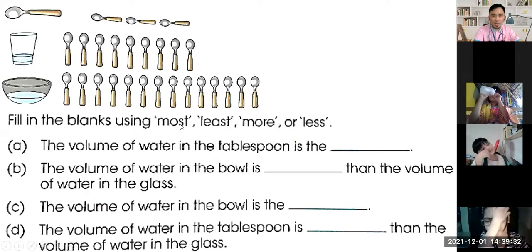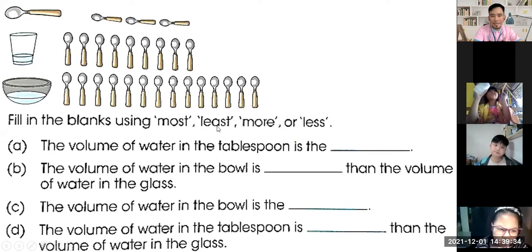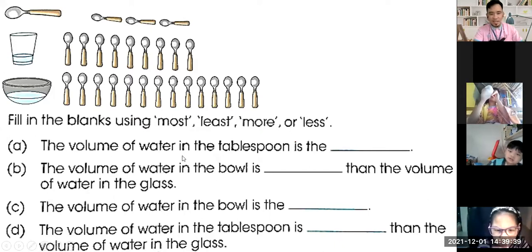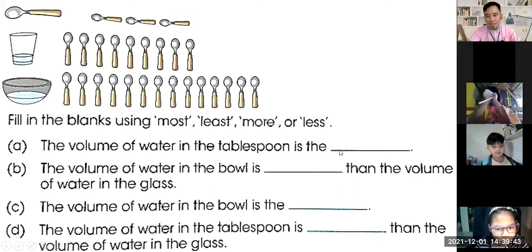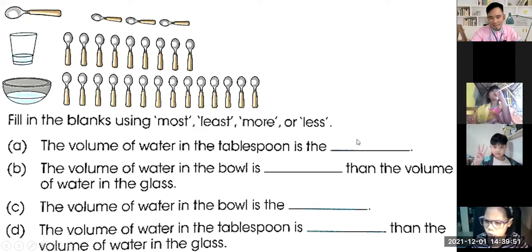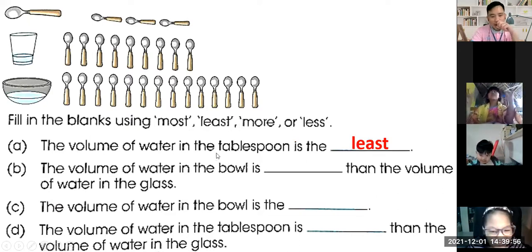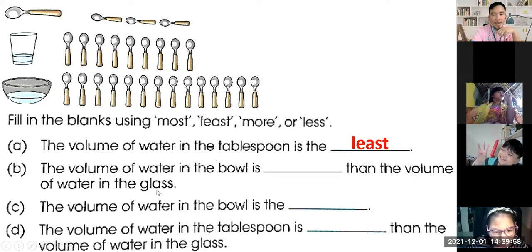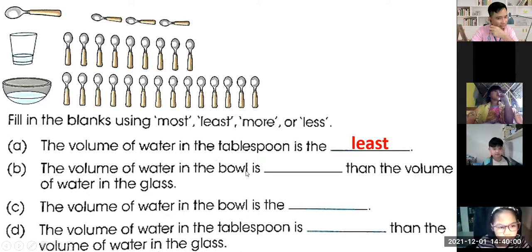Let us compare the volume of water in the teaspoon, in a glass, and in a bowl. Now here, we will use the words most, least, more, and less. Letter A. What's your answer? The volume of water in the tablespoon is the least. Here, we will compare the bowl and the glass.